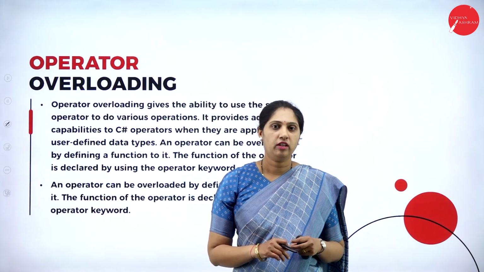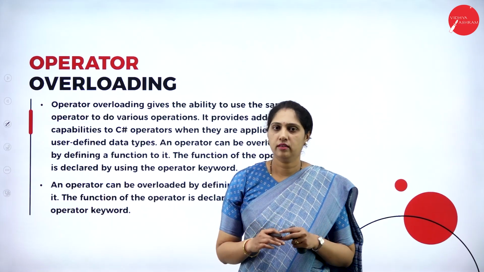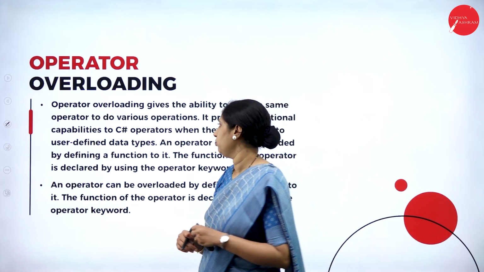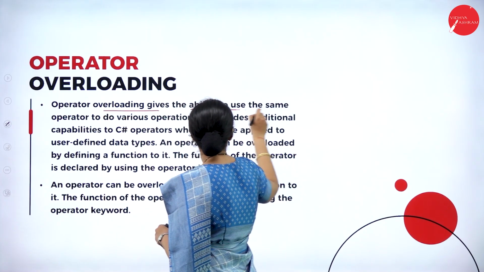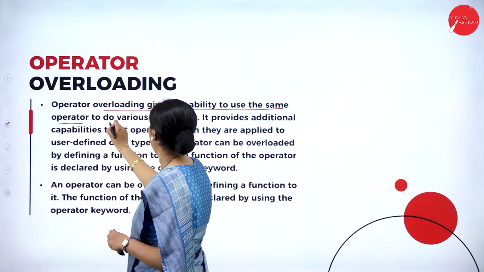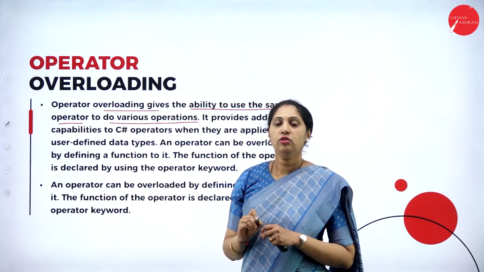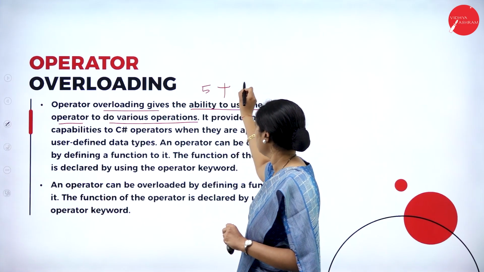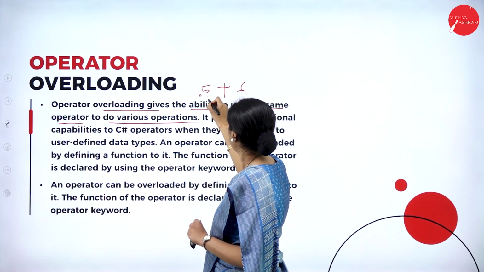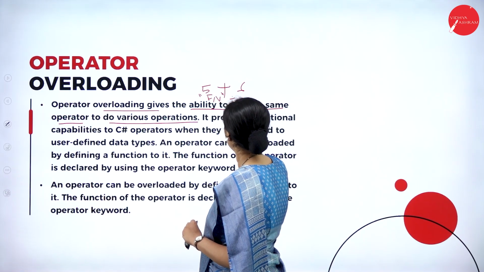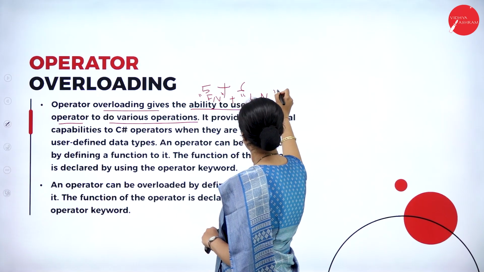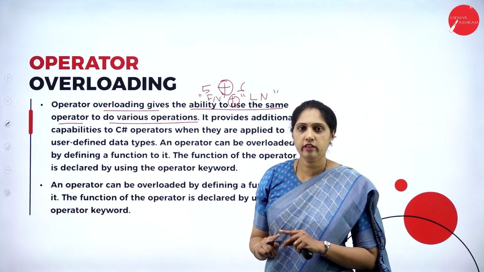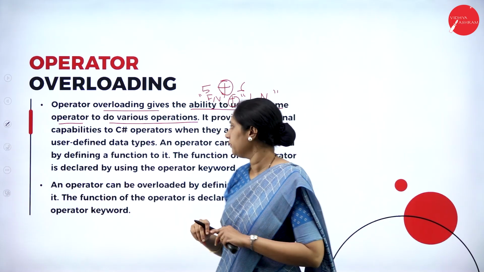Next, operator overloading. Operator is different from the method, so we have to use some operators. How is it possible and what keyword should be used? Operator overloading gives the ability to use the same operator to do various operations. A very good example is plus. I can add these numbers, or I can concatenate my first name with last name. So here it is one operator doing two different functions, right?